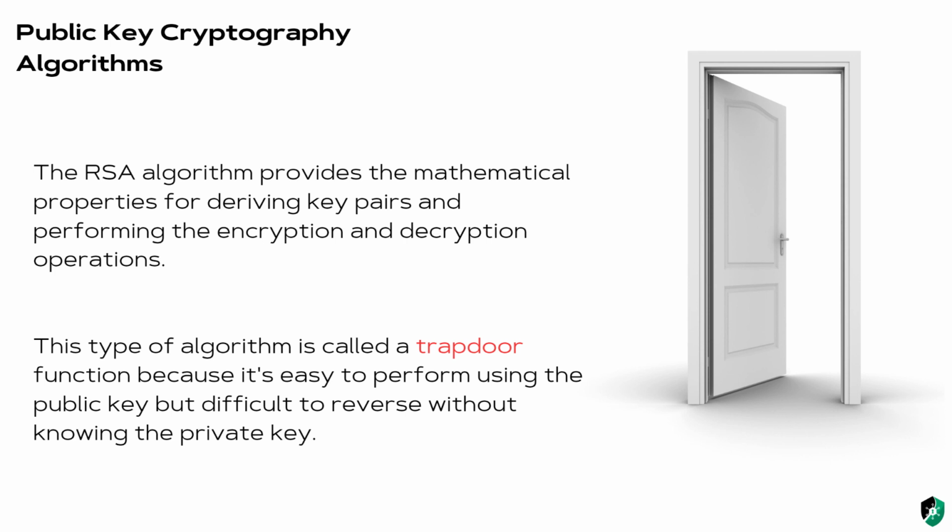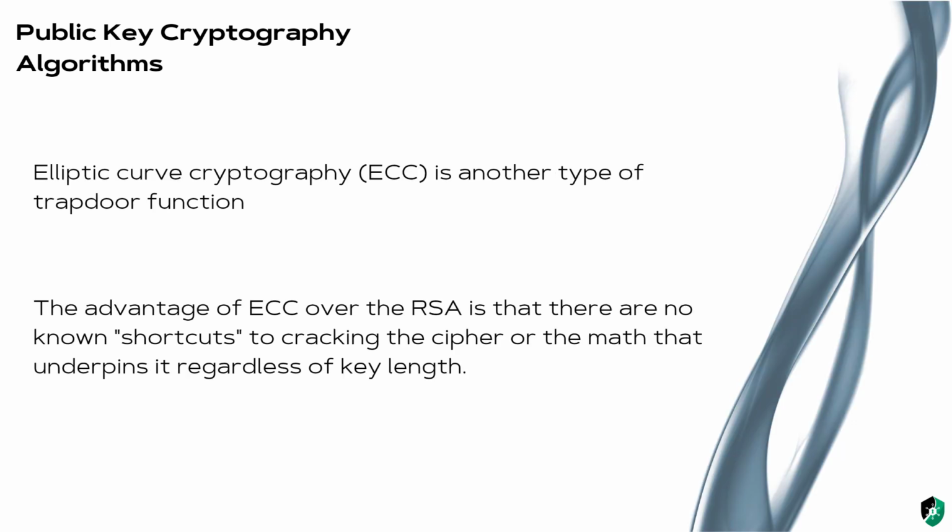This particular type of algorithm is also what we call a trapdoor function, and that's because it is very, very easy to perform using the public key, but it's difficult to reverse without knowing the private key. You also have something known as elliptic curve cryptography, not quite as common, but it's also another type of trapdoor function. The advantage of ECC, elliptic curve cryptography, over RSA is that there are no known shortcuts to cracking the cipher or the math that underpins it, regardless of key length.